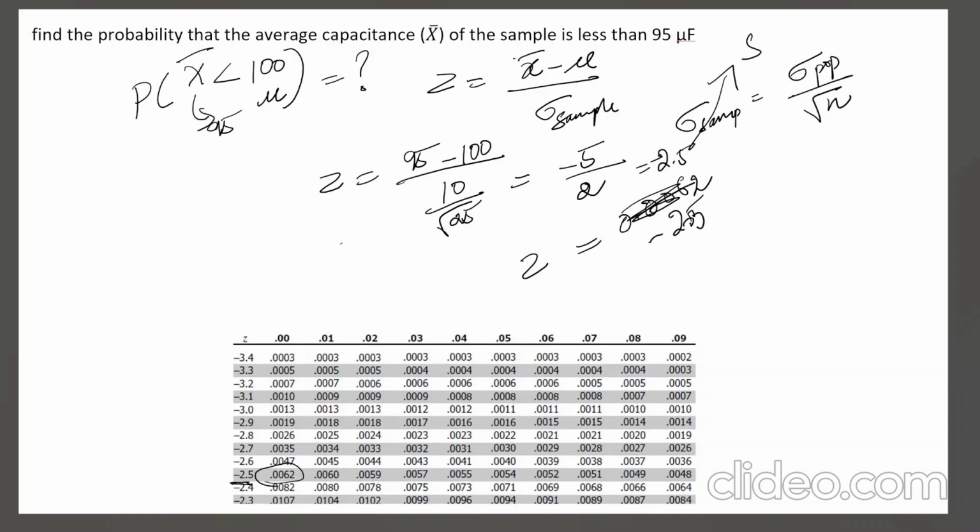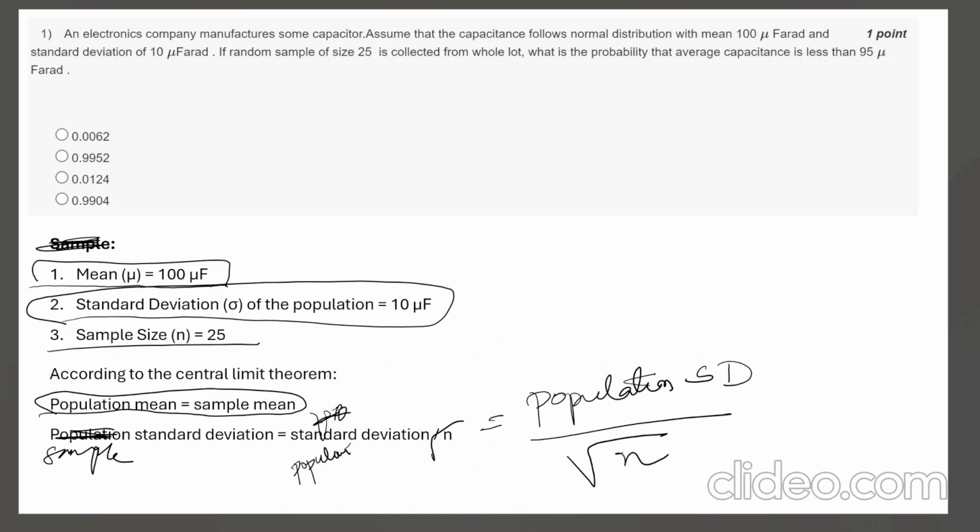So now the probability of Z, because we have calculated the Z value, is given by this standard normal variate table. For P of Z equal to minus 2.5, the value is 0.0062. So the answer is the first option, A.